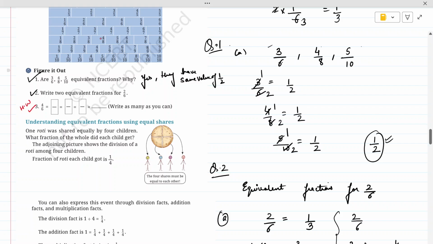Okay, so kids, this equivalent fractions, we have more exercises on this, more examples, which we are going to cover in the next class. You please go through all these questions, practice them at home and do the homework also. And if you have any queries, tell me and I will solve it in another video.